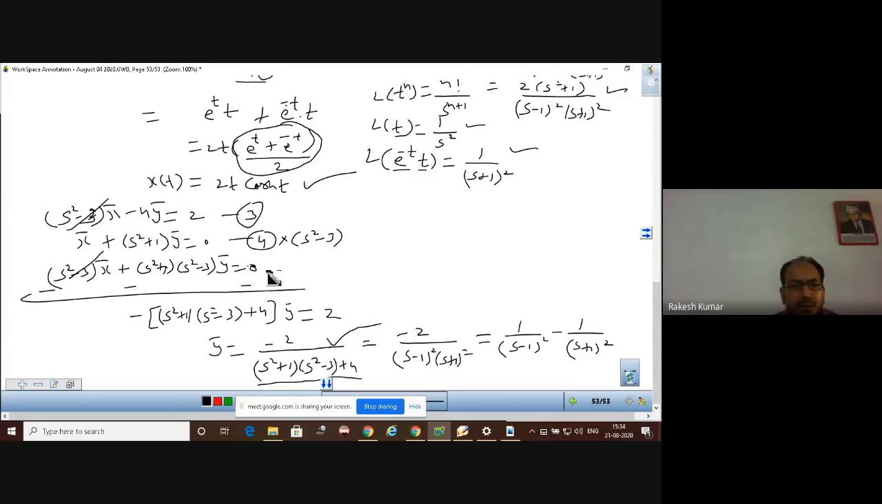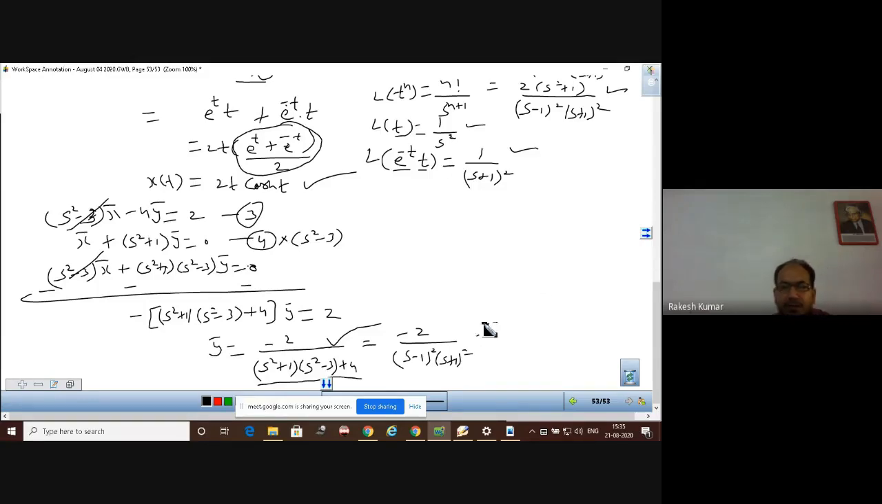You can simplify. Let us check whether you are getting the same term or not. You will get s square plus 2s plus 1 minus s square plus 2s minus 1. Okay. No, you are not getting the same term. You need to do it some other way.